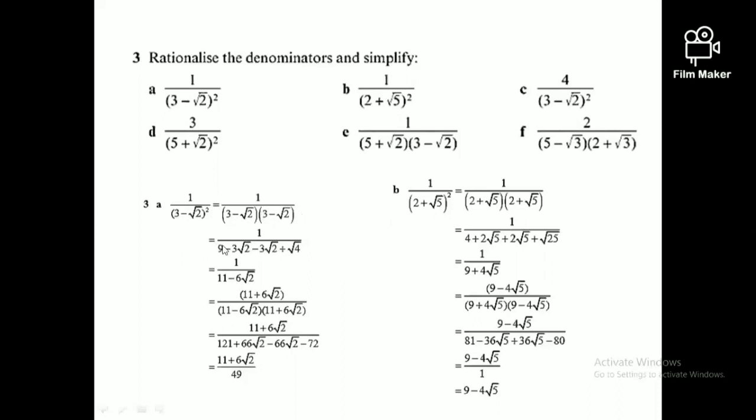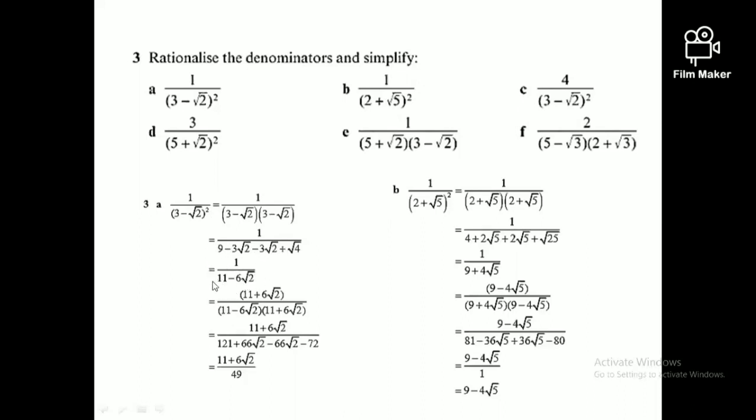3 into 3 is 9. 3 into minus root 2 is minus 3 root 2. Minus root 2 into 3 is minus 3 root 2. Minus root 2 into minus root 2 is root 4, that is 2. Then 9 plus 2 is 11. Minus 3 root 2 minus 3 root 2 is minus 6 root 2. Then this is not in a rationalized version of the denominator.